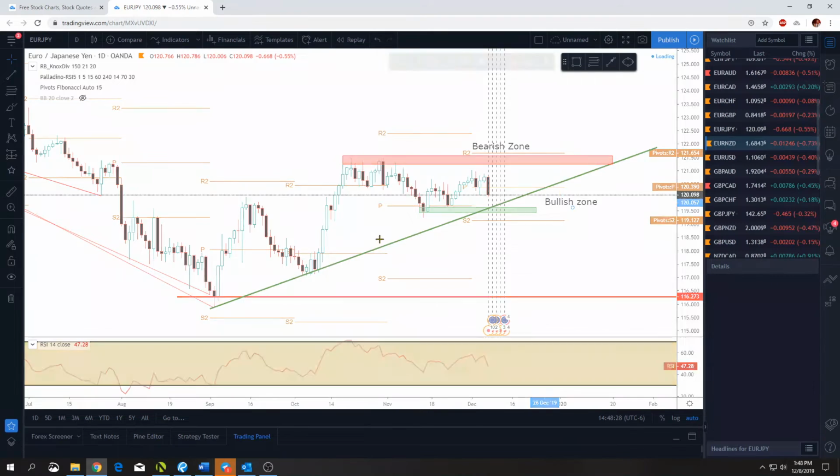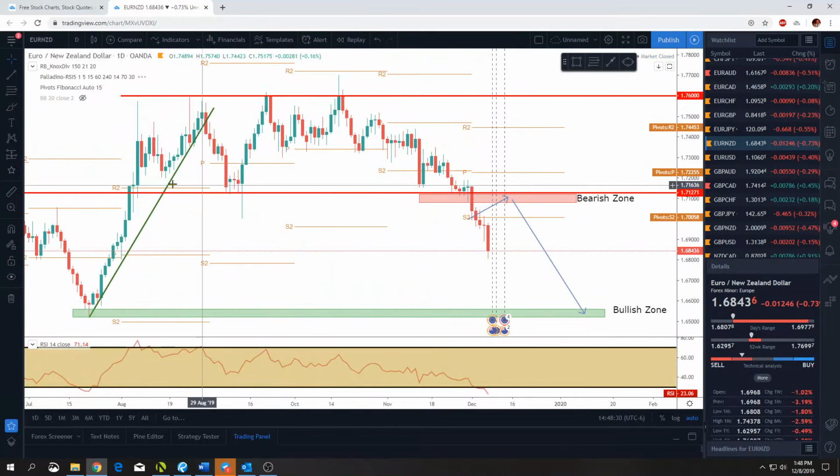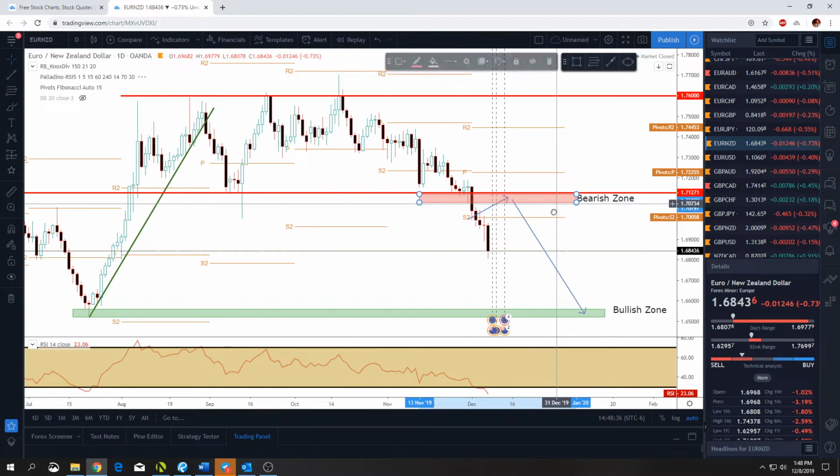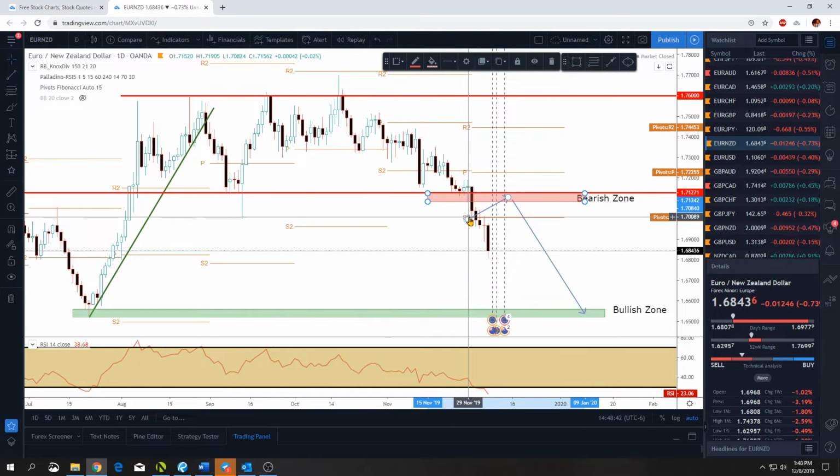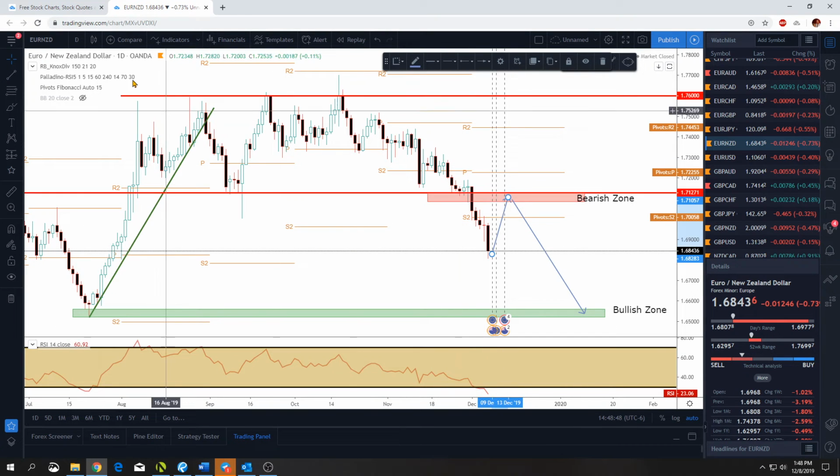So let's look at Euro NZD. Again, NZD had a stellar week. I'm not bearish here anymore. Actually, I am. I'm waiting for a pullback. So you can see I drew on here the arrows. So if we see a decent pullback, come back up, retest this former support, I'm bearish. That's what I'm waiting for with this pair.